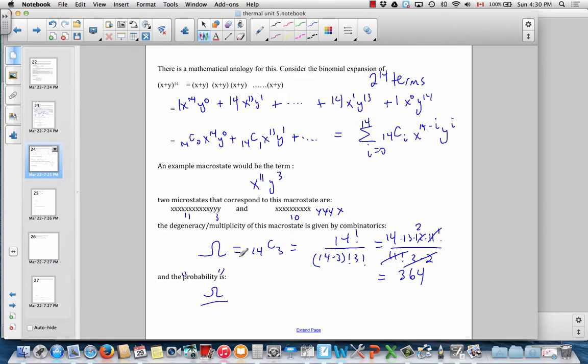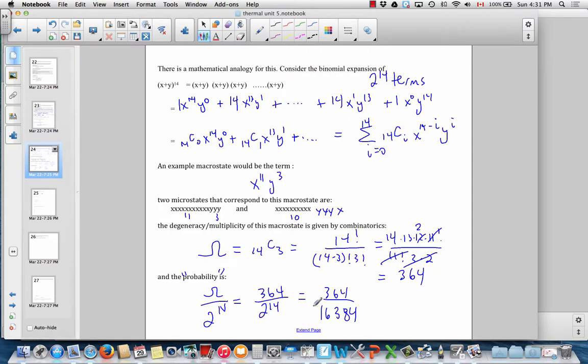So the probability, the quote-unquote probability of getting x to the 11 y cubed is the number of degenerate microstates. And again, there's 364 terms in this expansion that are going to have x to the 11 y cubed over the total number of terms, which is 2 to the n. So 364 out of the 2 to the 14. So 364 of these terms in this huge expansion. But of course, there'll be 16,384 terms in the expansion. Wouldn't want to do this by hand. So 364 of them will contribute to this x to the 11 y cubed term.